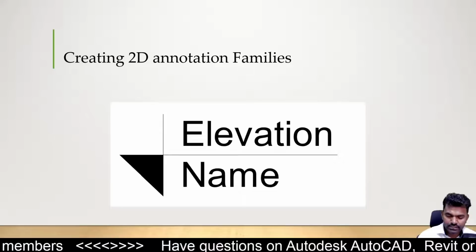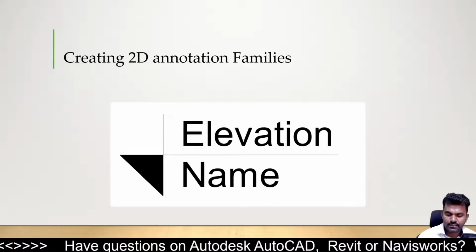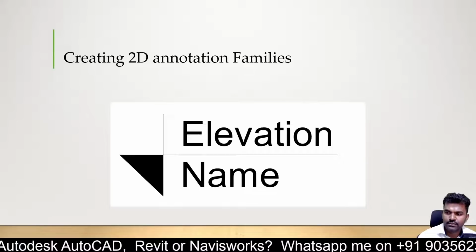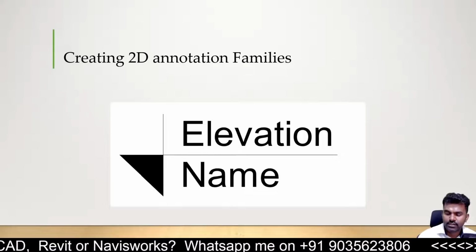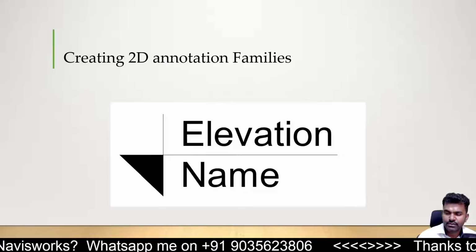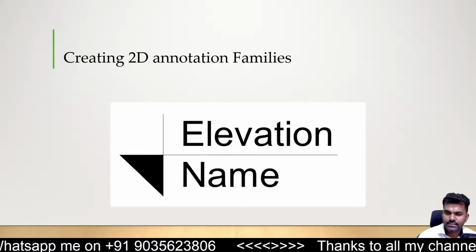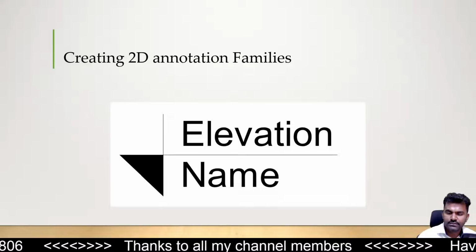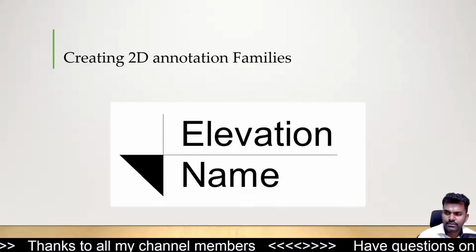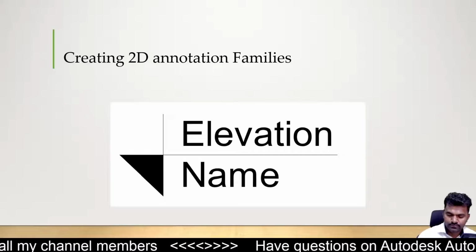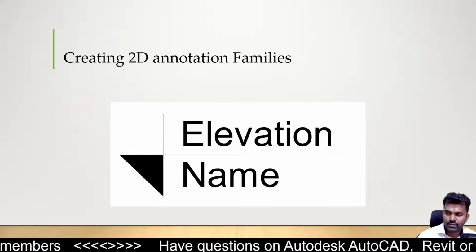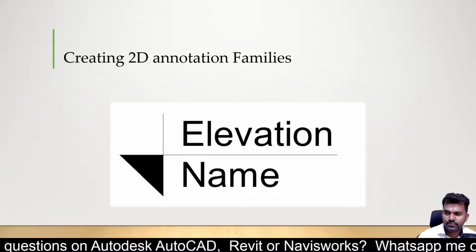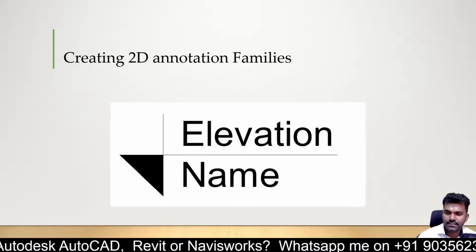2D families are of different types. You can use a detail item, you can use a symbol, you can use it as a tag, you can use it in your camera point like an elevation, or you can use a 2D family in your level or in your grid symbol. So there are a lot of types of 2D families.